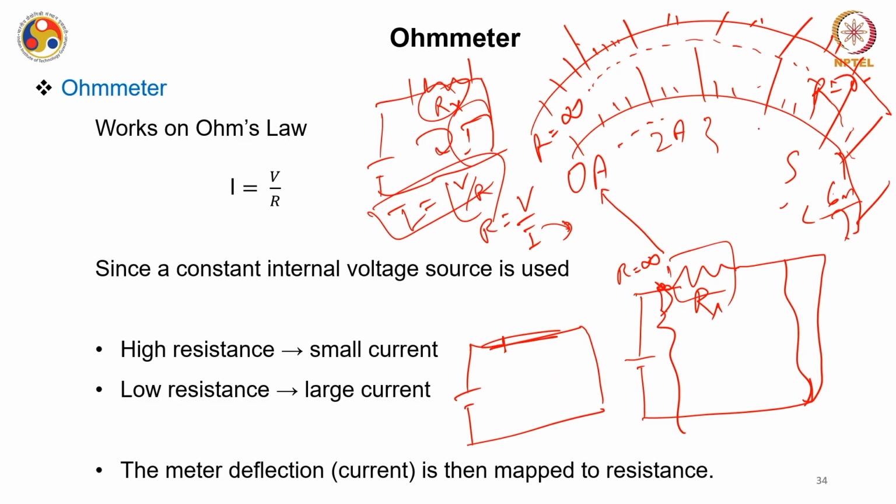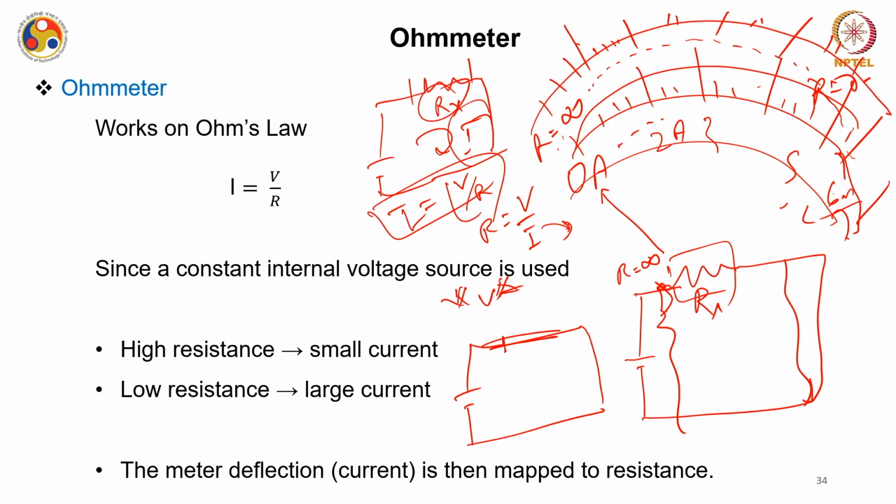So this scale, if you see, has a very unique point: here R is infinite and here R is 0. For the ammeter, the scale is from this left hand side to this right hand side, and here it is just opposite, from 0 to infinite. So a constant internal voltage source is used, as I have just mentioned, meaning that if the resistance is high, the current will be small, as we have just seen. So you have this voltage fixed, a very fixed voltage.